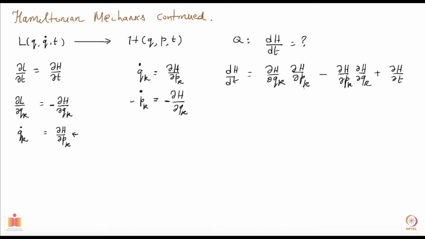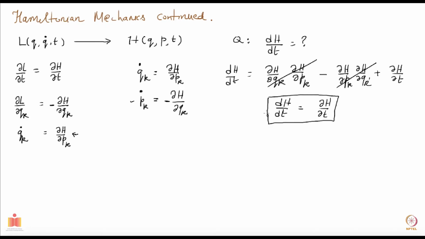Now these two terms are equal. You have ∂H/∂Pk, ∂H/∂Pk here, and ∂H/∂Qk and ∂H/∂Qk, so these two cancel. What you're left with is ∂H/∂t. So the result we get is that the total derivative of the Hamiltonian with respect to time equals the partial derivative of the Hamiltonian with respect to time. That's a nice result.